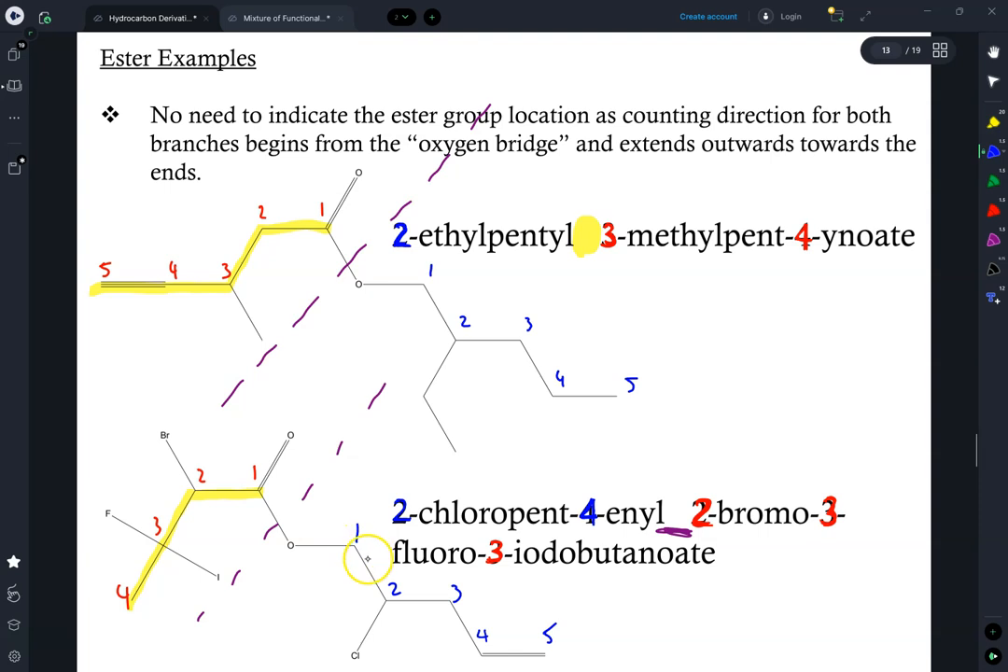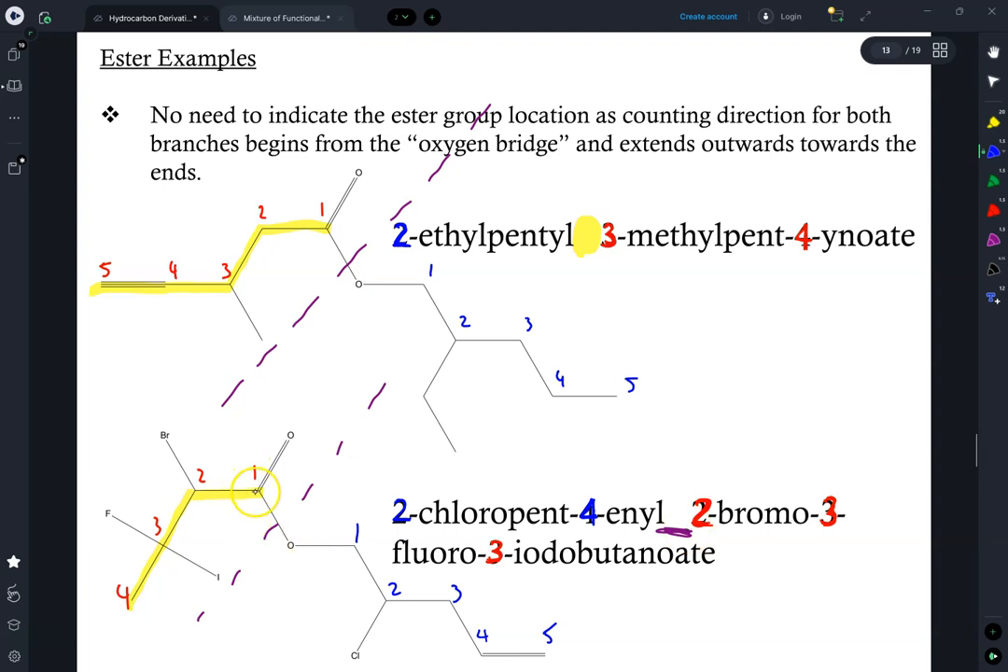Because the branch has 5 carbons in it, we say pent. 4-ene to show that there's a double bond on the number 4 carbon. -yl to show that it's a branch. And then, of course, on the number 2 carbon, there's a chloro. All right, so with esters, please remember that there is a space between the branch and the parent chain.